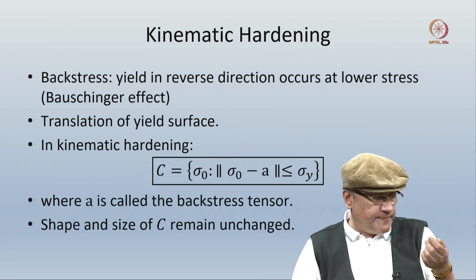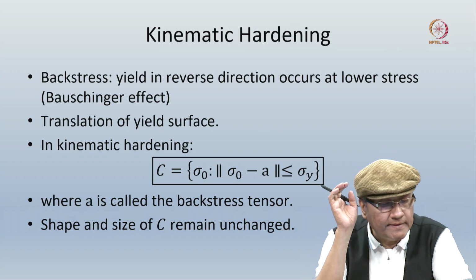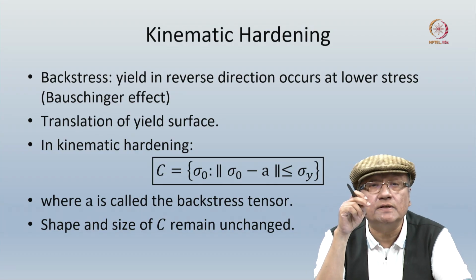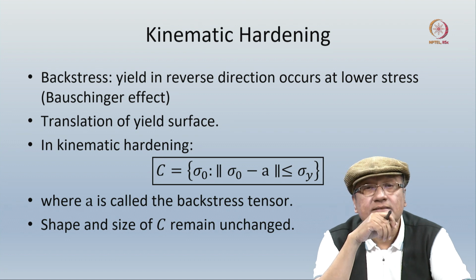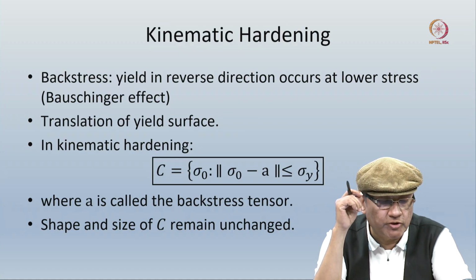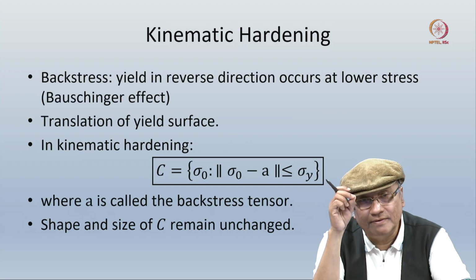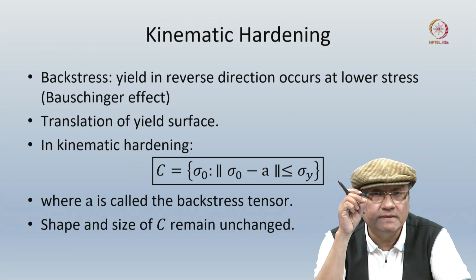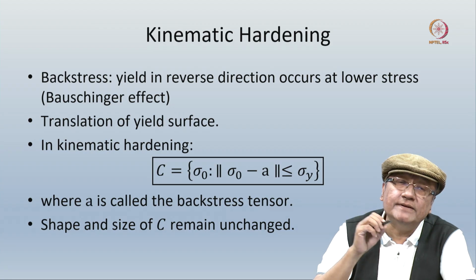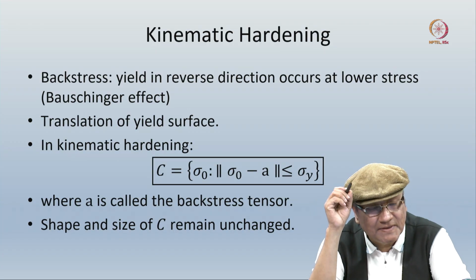Now, we come to the other aspect of hardening, which we call kinematic hardening. The other aspect is nothing but the translation of the center of the yield set, as we have already mentioned in the last lecture. When there is a translation of the center of the yield set itself, you can understand what will happen: the center is now not at 0, but at some other stress, correct.